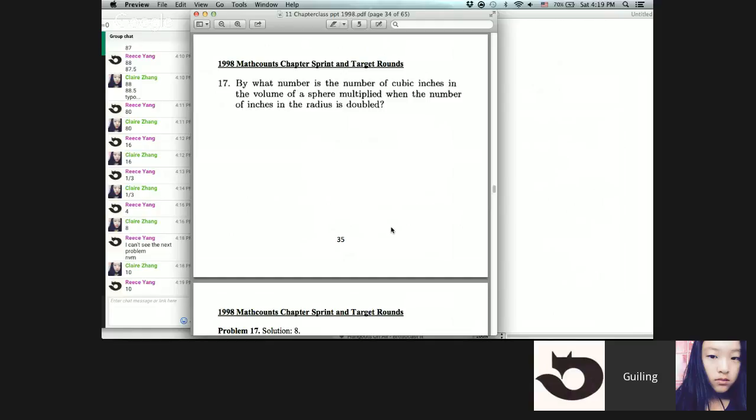What is the number of cubic inches in the volume of a sphere multiplied by when the number of inches in the radius is doubled?